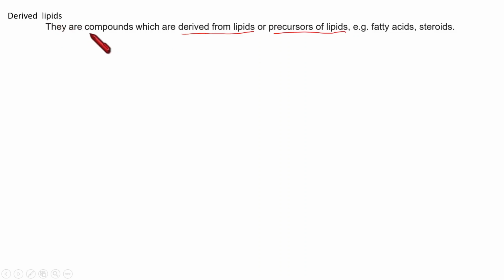Derived lipids are compounds derived from lipids or precursors of lipids. Examples are fatty acids and sterols. Then the fourth one, which we will see in some other section, is lipids associated with other substances, or miscellaneous lipids. So these are the four classifications of the lipids.